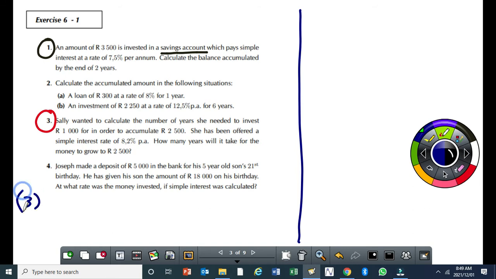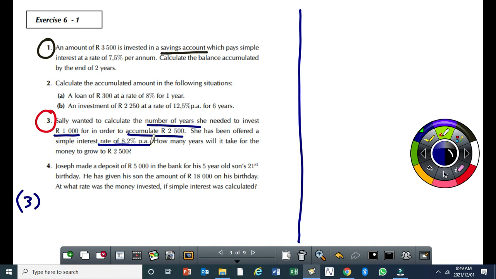Right, number 3. The question says, Sally wanted to calculate the number of years, that is n, she needed to invest 1,000 rand, which is the P, in order to accumulate 2,500. So she wanted to invest 1,000, and then she was hoping to get 2,500 after a specific number of years. She wanted to know how many years it would take her to have 2,500 after investing 1,000 rand.